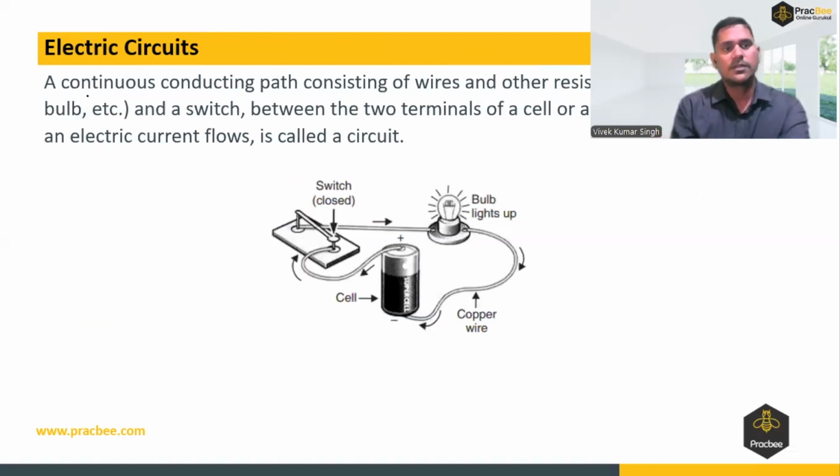Let's see this electric circuit. The path of electric current is called electric circuit. It could be either interrupted or uninterrupted. So if the path of current is uninterrupted, then this is called a closed circuit. And if the path of current is interrupted, then this is called an open circuit. Or we can say a continuous conducting path consisting of wires and other resistances like bulb, electric fan, etc., and a switch between the two terminals of a cell or a battery, along which an electric current flows, is called an electric circuit.